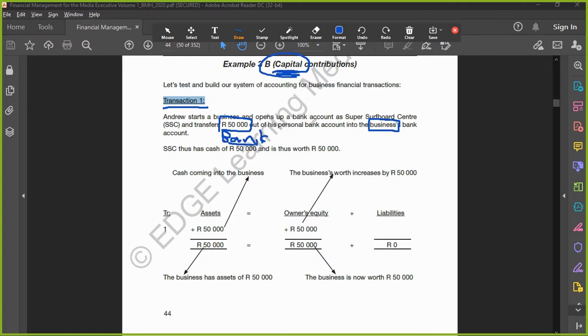All right, so let's think about it logically. If the owner is contributing cash to the business, is the business getting more or less money? They're getting more money, so bank is going to increase. Is there a capital contribution? Yes, the capital contribution has increased. The owner's giving more, so there's going to be an increase for capital. Then we need to apply that to the accounting equation.